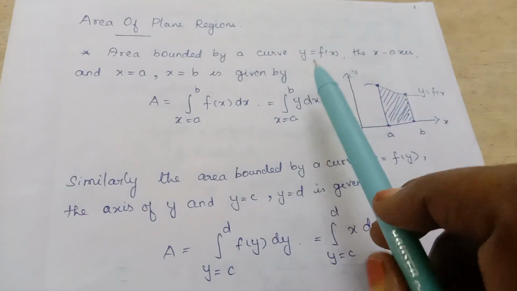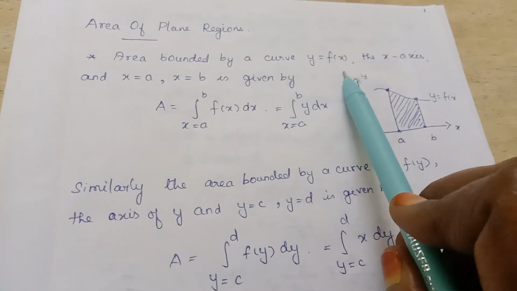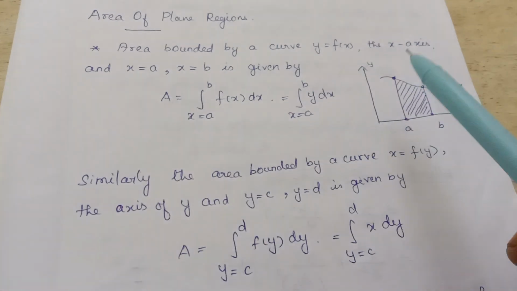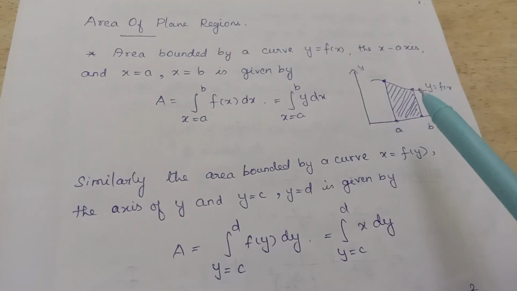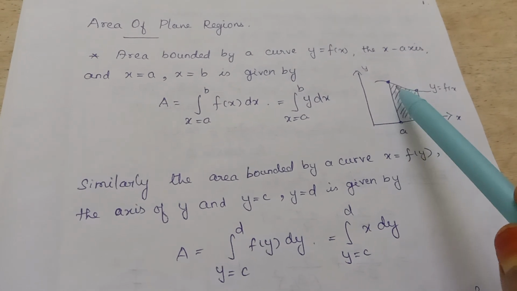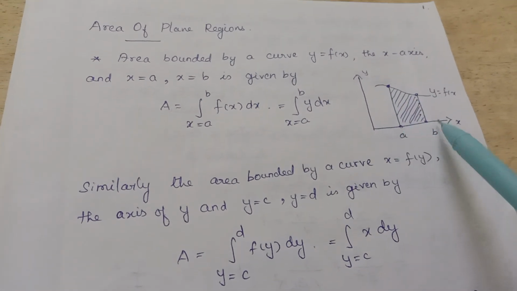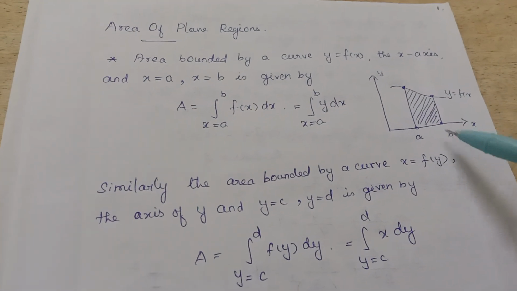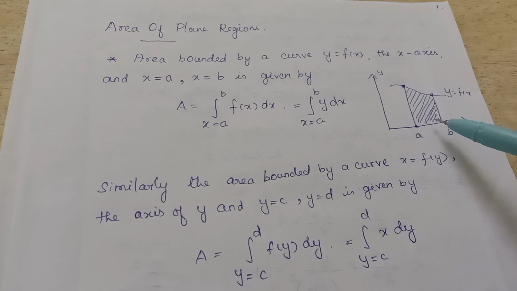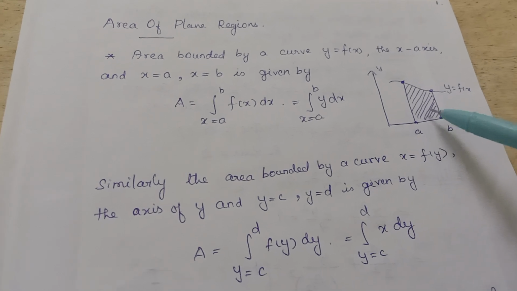Here, suppose y equal to f of x is the given curve. See, this is the curve, y equal to f of x. And we are going to find the area bounded by this curve, x-axis, and these two lines, x equal to a and x equal to b. I have shaded the portion. How to find the area of this shaded portion?